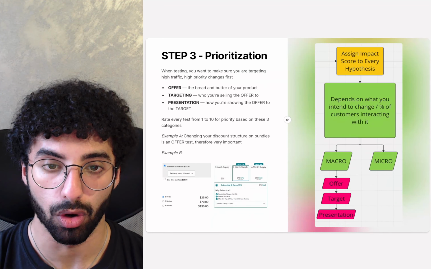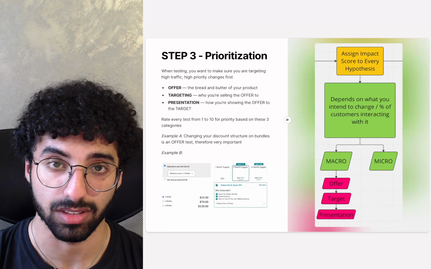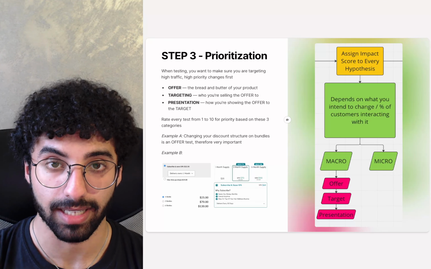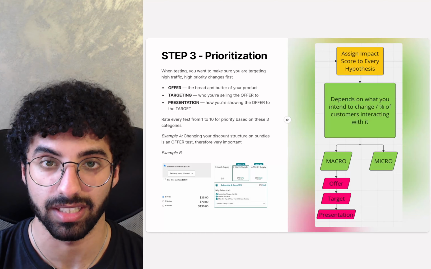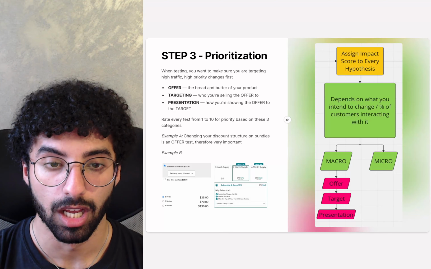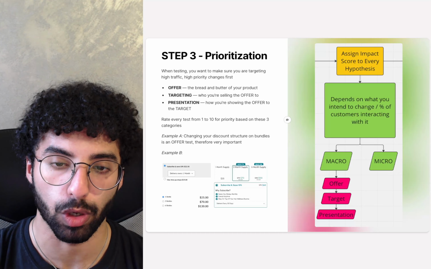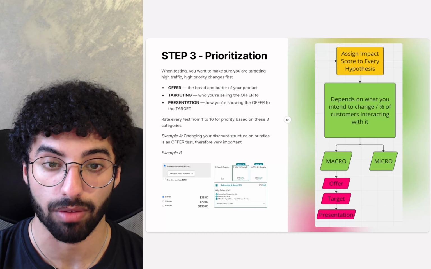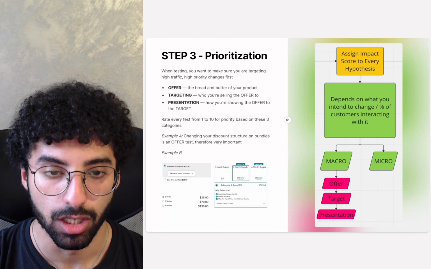So now that you have your list of hypotheses and changes that you want to make, you want a way of prioritizing them, because a lot of brands come to me and ask, okay, now we have all of these ideas, but we don't know what to test first. So obviously there's a way you can prioritize your tests, and you want to make sure you're targeting high traffic, high priority changes first, because that's where most of the money is.